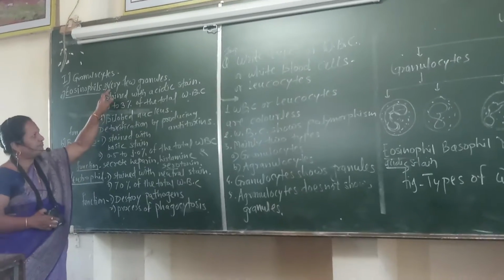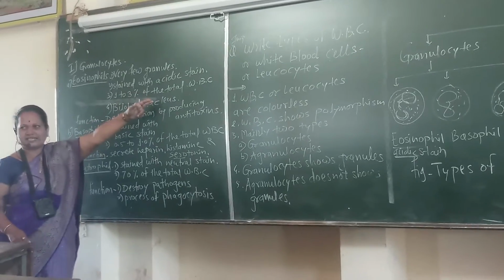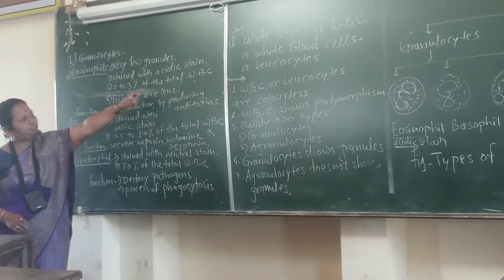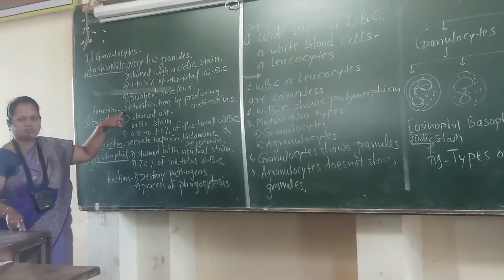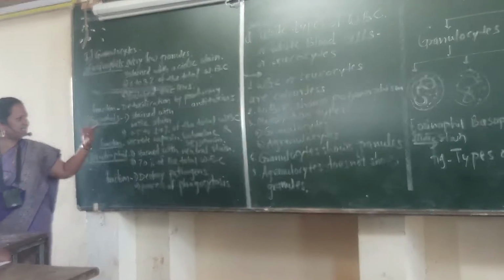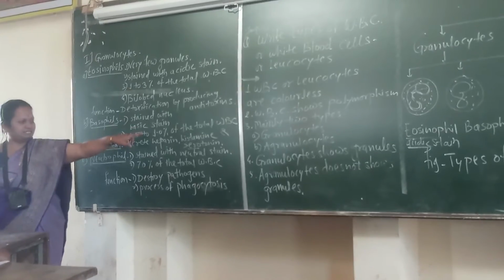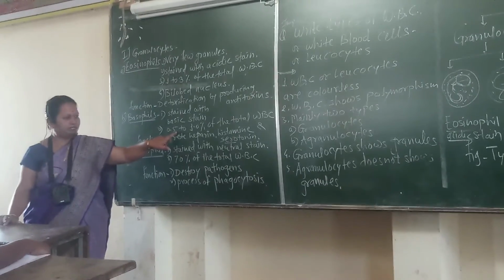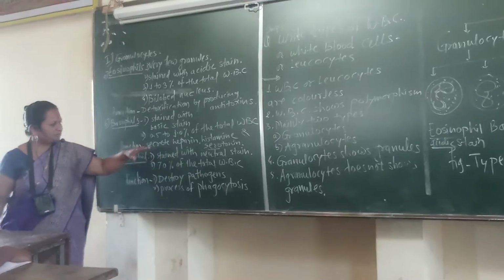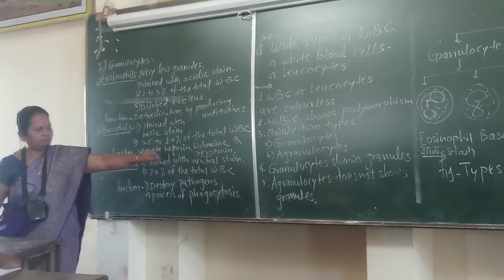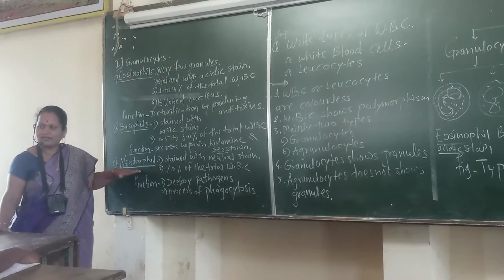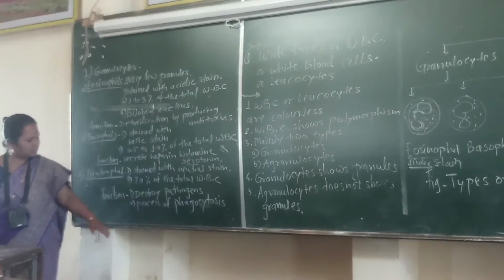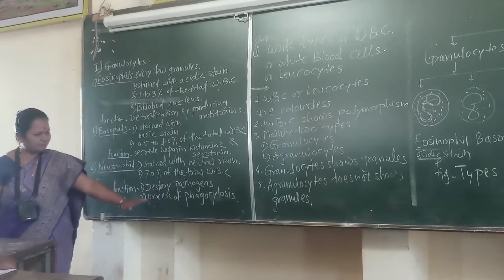Here, granulocytes, first eosinophil. In the eosinophil, very few granules are there, stained with acidic stain, 1 to 3% of the total WBC, bilobed nucleus, and what is the function? Detoxification by producing antitoxin. Then next is basophil, stained with basic stain, total number 0.5 to 1% of the total WBC, and what is the function? Secrete heparin, histamine, and serotonin. Next, the last type of granulocyte, the neutrophil, stained with neutral stain, 70% of the total WBC, and function is to destroy pathogens by the process of phagocytosis.